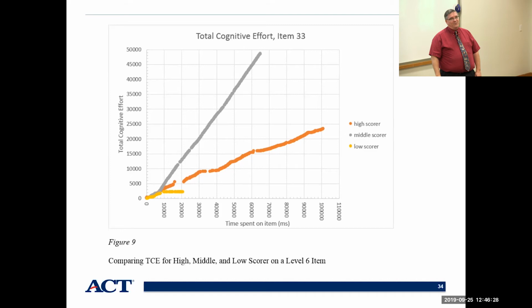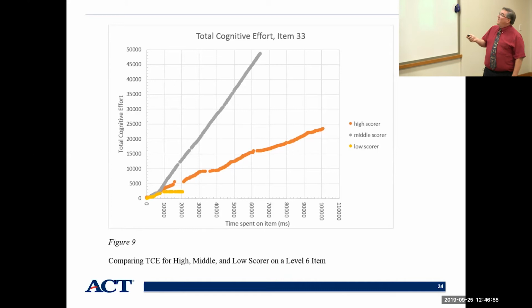And then after 20 seconds, they guess and they got it right. Now notice our middle score. If you look at just latency, you would go, that person's super efficient. They answered it like 50% faster than the high score. But then you look at how much cognitive effort it took to do. There's no chunking going on or whatever process that person is doing, they're putting in 50,000 units of mental effort, whereas my high score here is putting in less than 25,000.